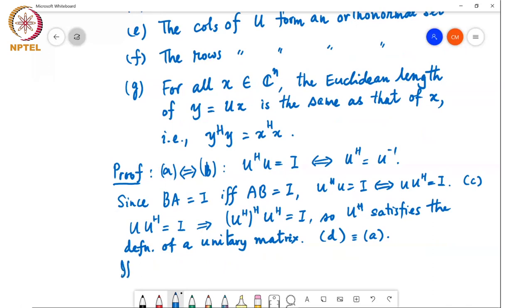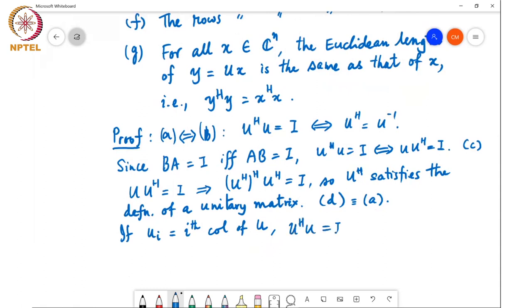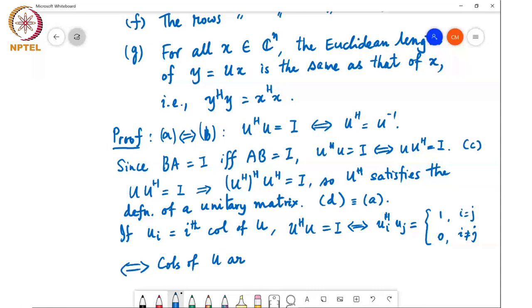Now, if Ui is the ith column of U, then U Hermitian U equals the identity matrix is equivalent to saying Ui Hermitian Uj equals 1 if i equals j and 0 otherwise. And so that means that the columns of U are orthonormal. And so this is the same as saying the first statement is equivalent to the columns statement.